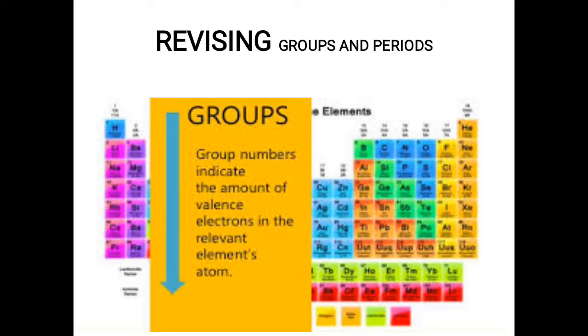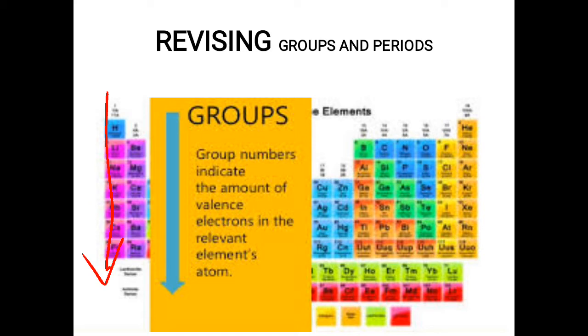Then we have to see again groups and periods. I think to revise you about the groups and periods will be a very helping tool. So groups are the columns in the periodic table, vertical columns. And how many groups are there? There are 18 groups of elements present in the periodic table.